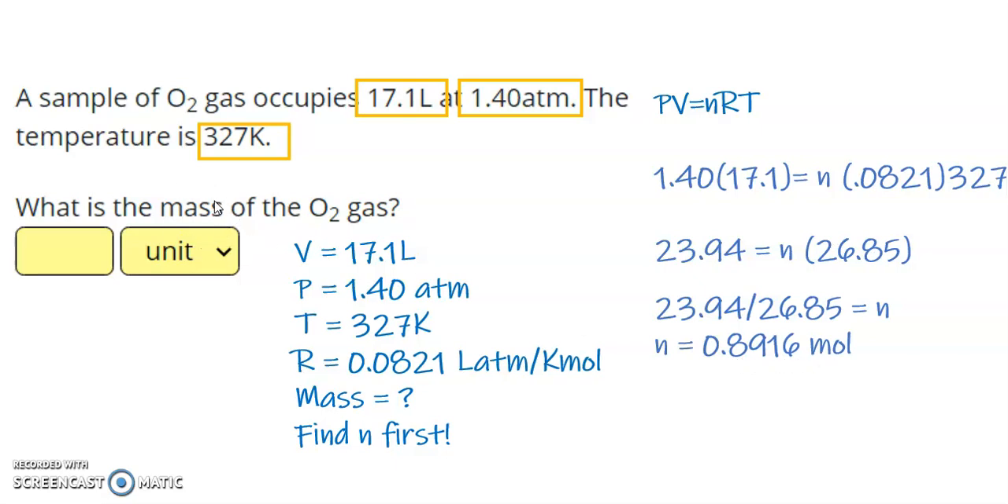But I'm looking for the mass. So I'm going to take my number of moles. I'm going to convert it to grams by plugging it in here. I take my given 0.8916 moles and put it here. And that's of O2. Drag down moles O2 and go to grams O2.